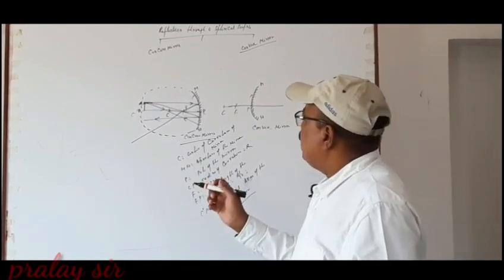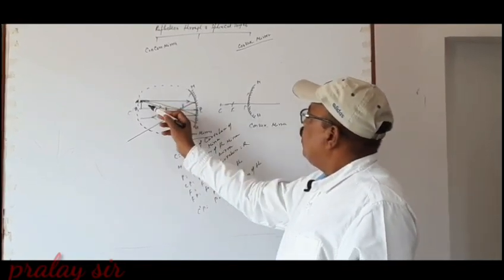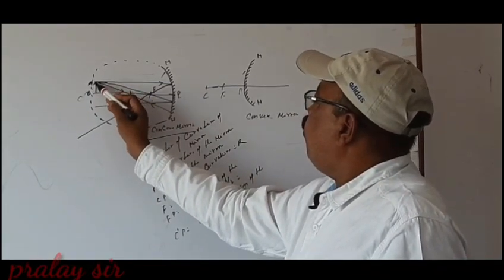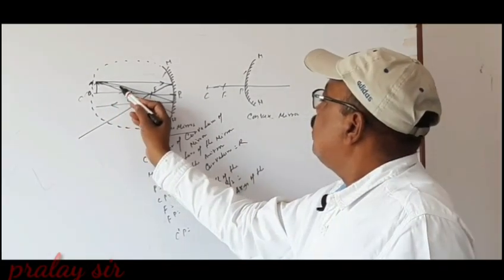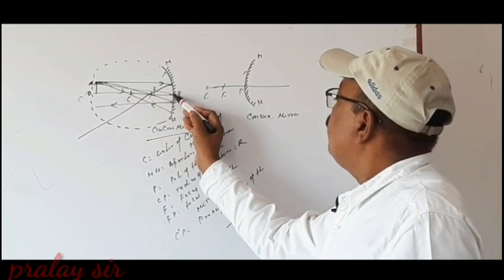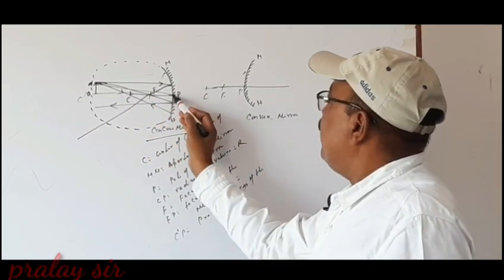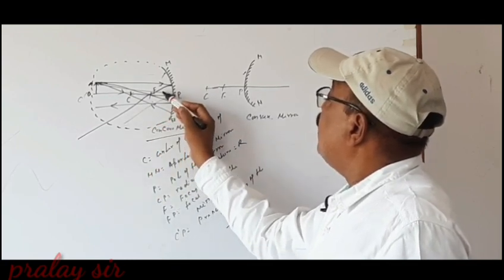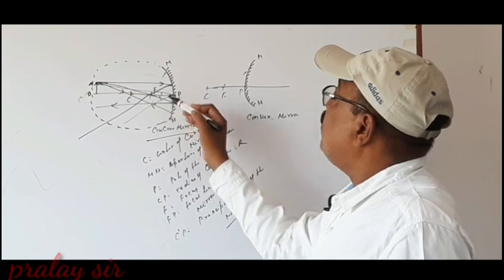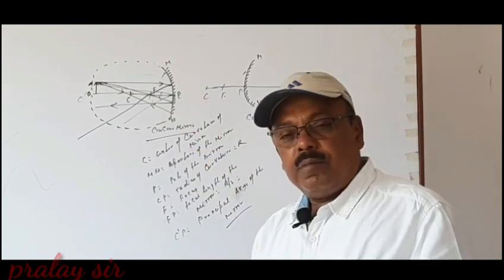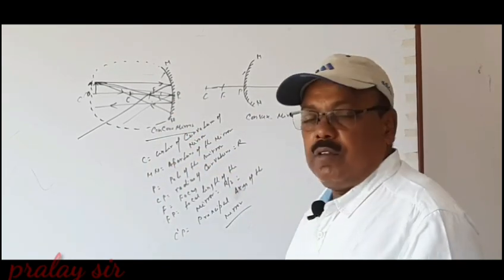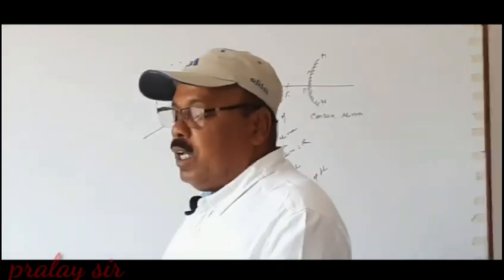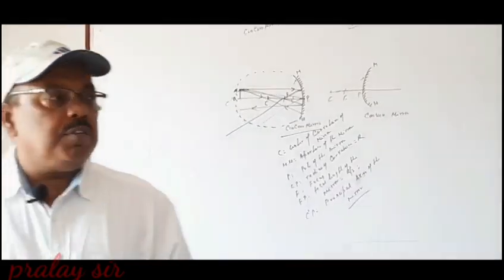If a ray is incident on the pole of the mirror, it obeys the law of reflection, and after reflection it makes the same angle with the principal axis as the incident ray makes. These are the 4 rays. By using these 4 rays, we can draw the ray diagram if you are keeping the objects at different places.